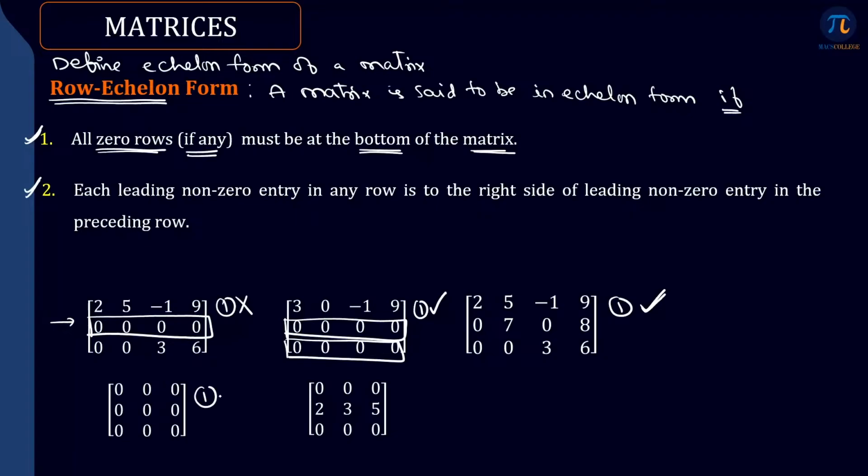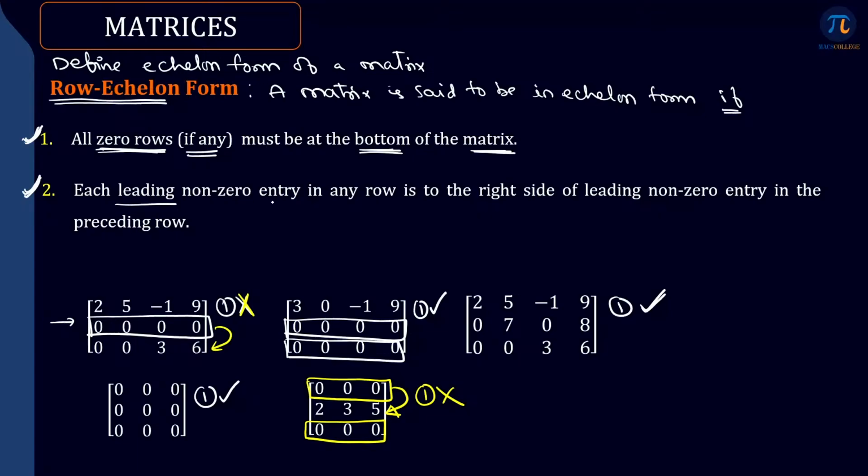See, the idea here is after zero row, we should not get a non-zero row. See, if you see here, there is a zero row. Below that, you find a non-zero row. That is why it is failed. Am I clear? After zero row, we should not get a non-zero row. Now here, this is a zero row. This is also a zero row. But here below zero row, you find a non-zero row. Therefore, first condition failed. So the first condition is clear. What is the first condition? All zero rows, if any, must be at the bottom of the matrix. Now let us see the second condition.